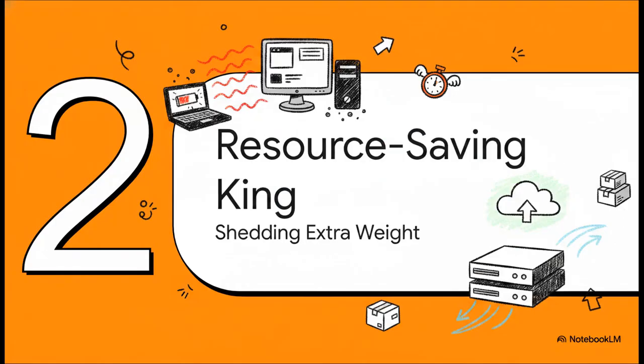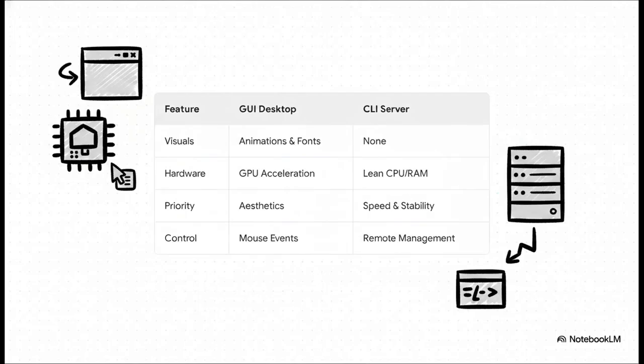Let's move on to part 2, the resource-saving performance king. It is all about shedding the extra weight. We all love beautiful interfaces, but that beauty comes at a really steep price: your system's resources. A visual desktop requires complex animations, advanced font rendering, GPU acceleration, and a ton of background services just to keep running. But a server? A server has a completely different set of priorities.